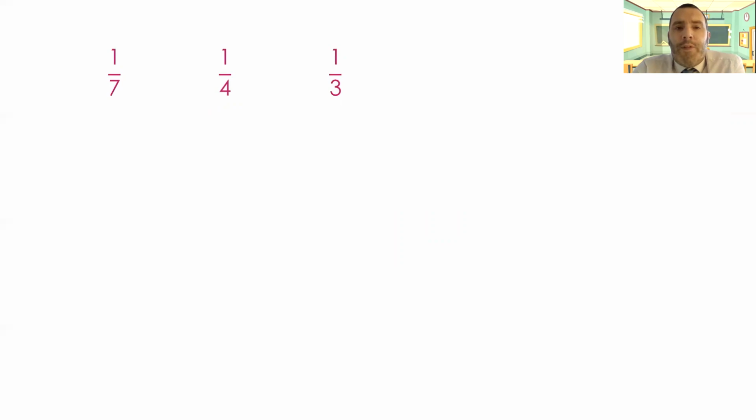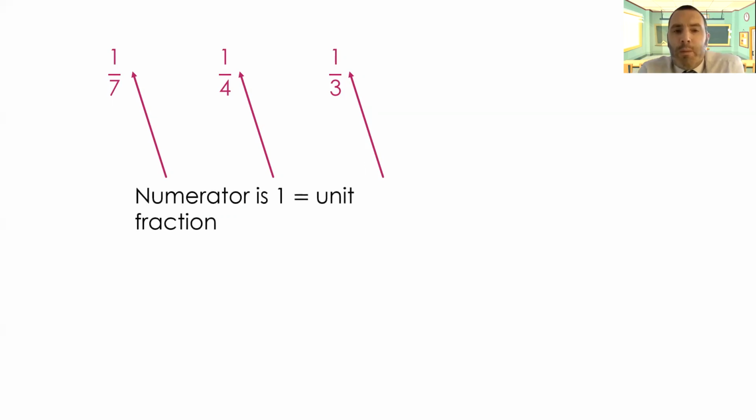Moving on. These fractions have got a special name. I wonder if you know what it is. You need to look at the numerator for each one. So it's not 1/7, 1/4, and 1/3. They've all got the same numerator. They've all got different denominators. They all have a special name. So if the numerator is 1, it is a unit fraction.